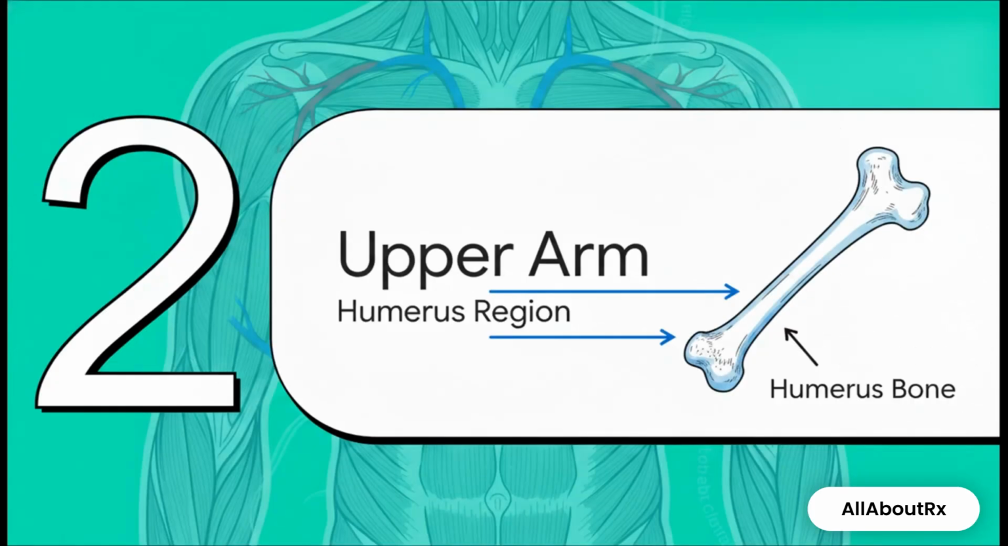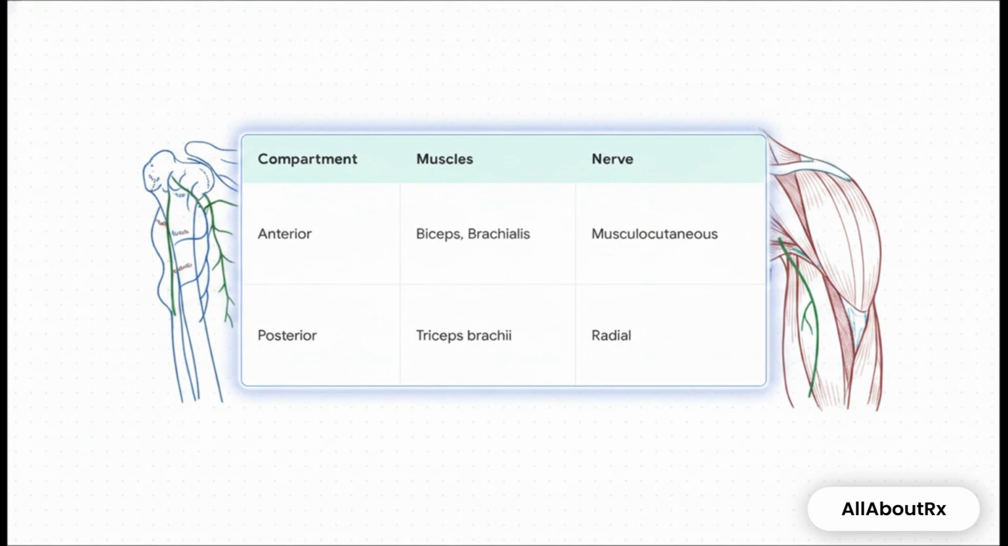Moving distally, let's check out Region 2, the upper arm. This whole area is defined entirely by a single bone, the humerus. Structurally, the upper arm is neatly split into two main compartments. On the anterior side, the front, you've got your flexors. That's the biceps brachii, the brachialis, and the coracobrachialis, all powered by the musculocutaneous nerve.